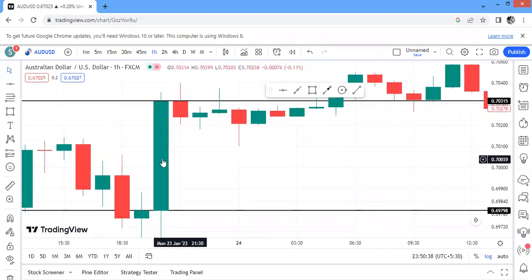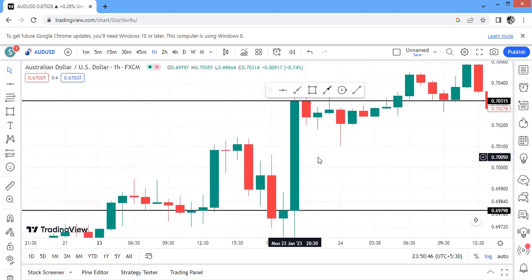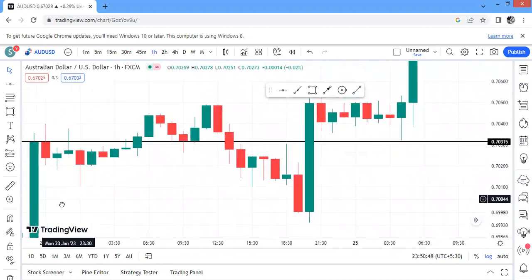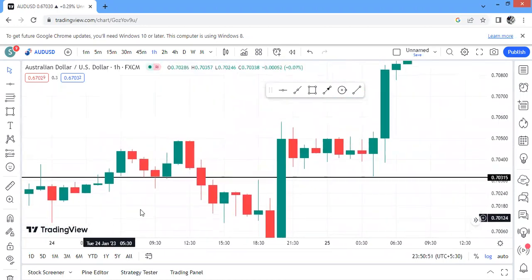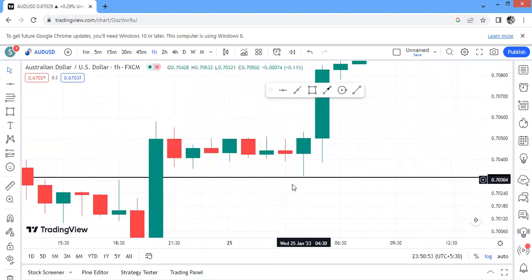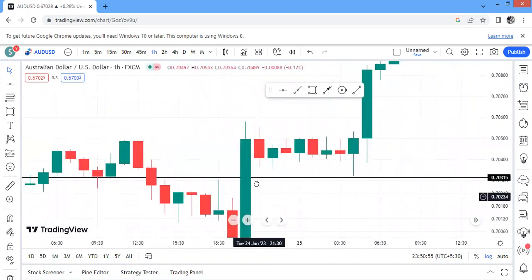From the body of the candle and the length of the wick or the tail, you can know who is stronger in the market. I hope you've understood that, guys. Let me look for one bullish candle so you understand very well. Now, you see this bullish candle here. Let me show you this bullish candle here.